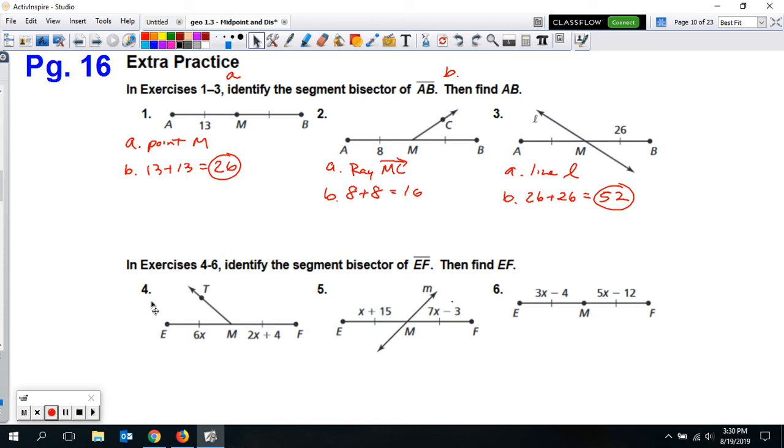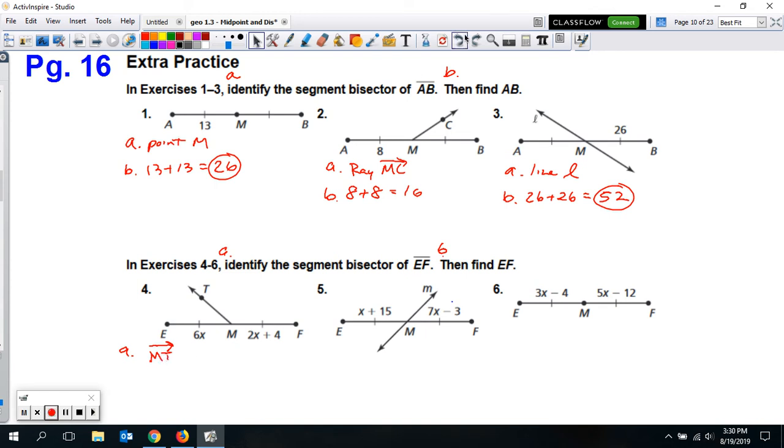All right, so starting with number 4, we can see here's a ray. So there's our point M, the midpoint, but we have a ray as the segment bisector. And so we want to name that ray. We can say MT. It's got to go that direction. So we have A and B. So again, this is my A. I'm going to do A first, which is just ray MT. I didn't write the word ray this time. I just put the ray MT.